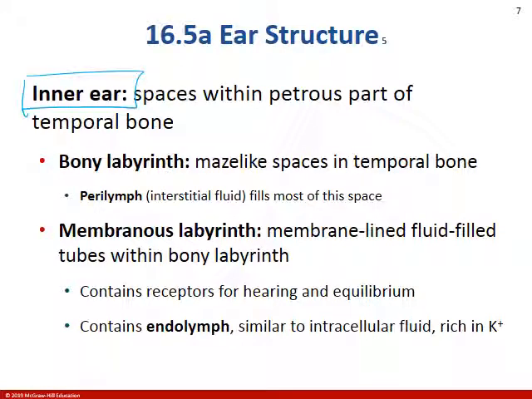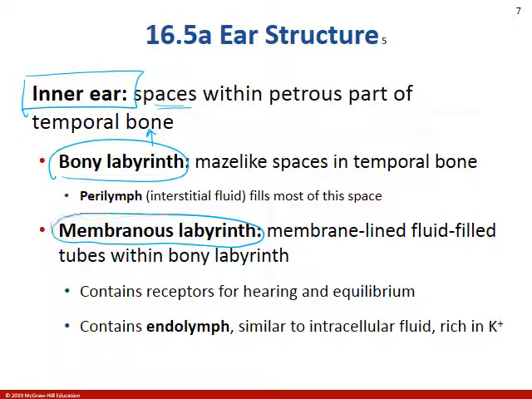Finally, we get to the inner ear, and we're going to see a bony labyrinth inside the temporal bone. So you're going to have these kind of carved out spaces, and then we're going to see a membranous labyrinth. And this is going to have a membrane, it's going to be fluid filled, and we're going to see endolymph in the membranous labyrinth, and we're going to see perilymph in the bony labyrinth.